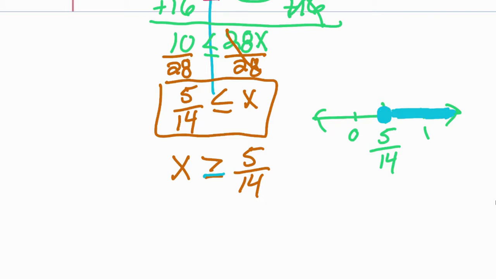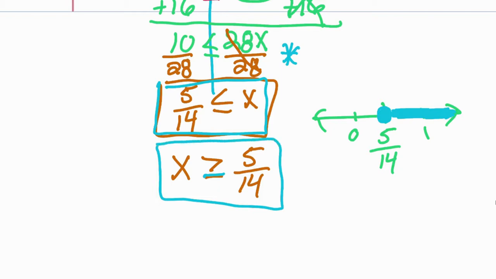Now, this one right here, we divided by +28. Because we divided by a positive, I didn't actually need to flip my symbol. Notice I kept it the same until I rewrote my solution. But again, this solution is the same thing as this solution. So I didn't actually flip the symbol and change the way I would shade over here. I'm still shading the same direction. It's still X, and I wanted everything greater than 5/14.